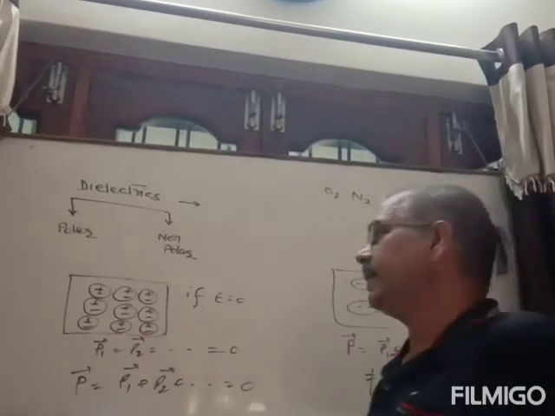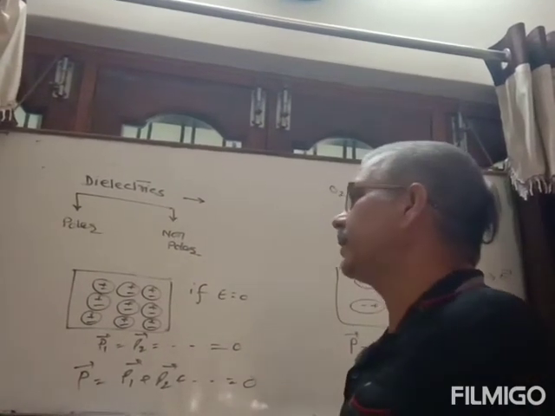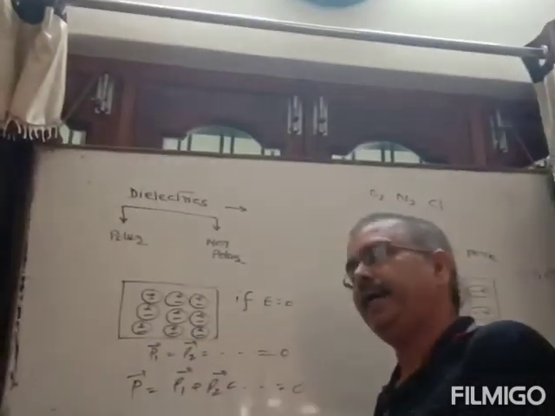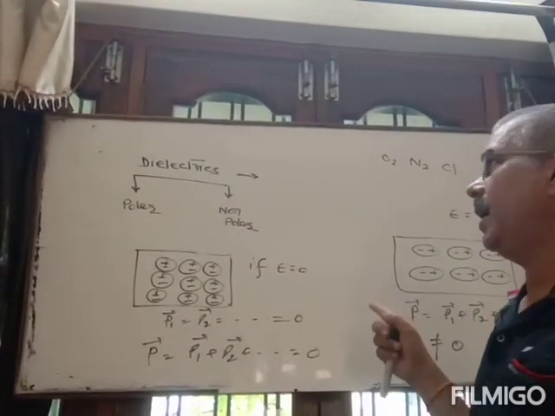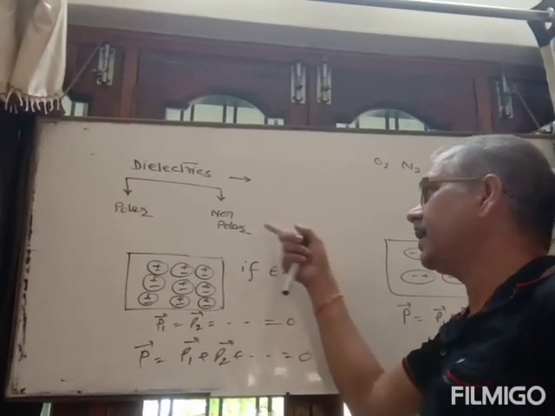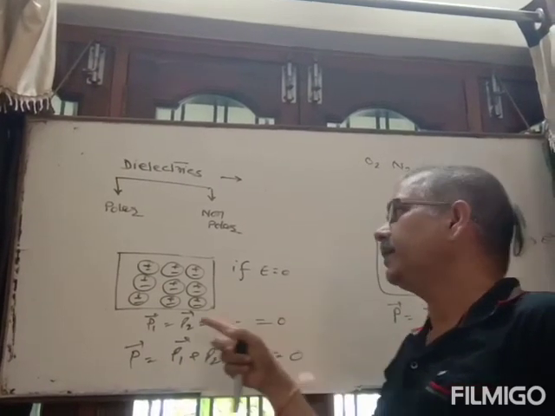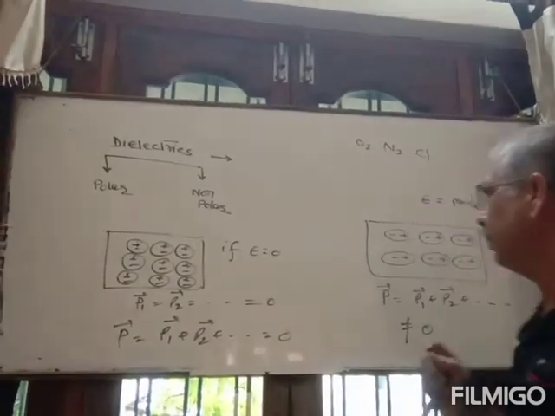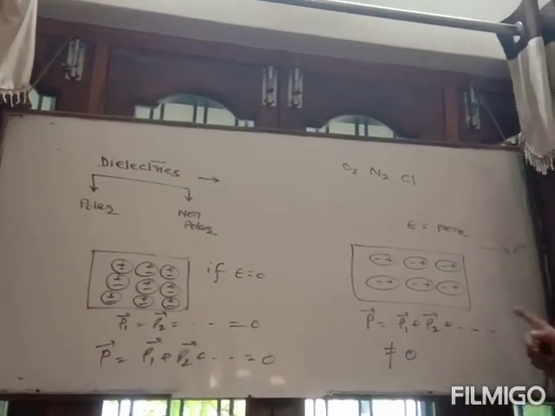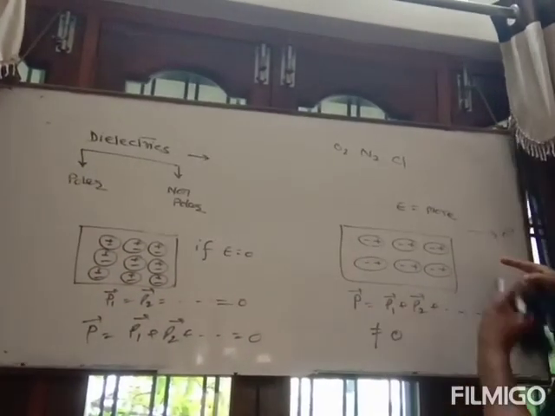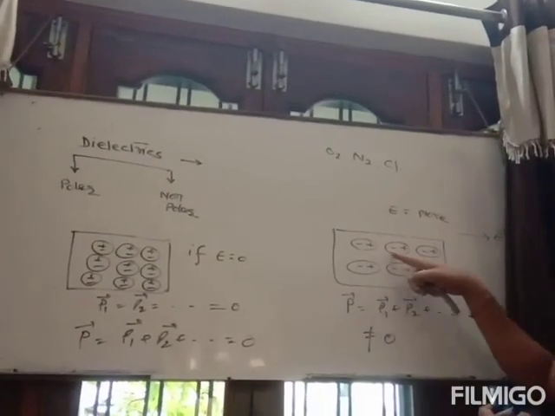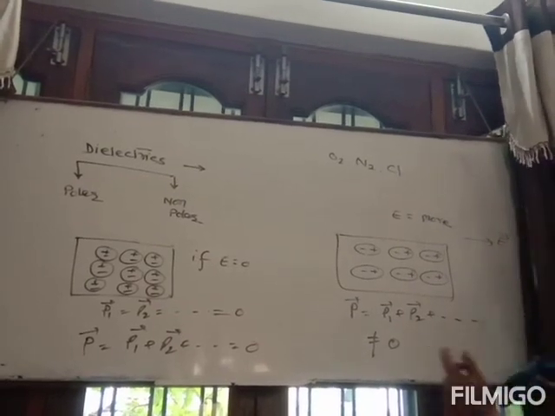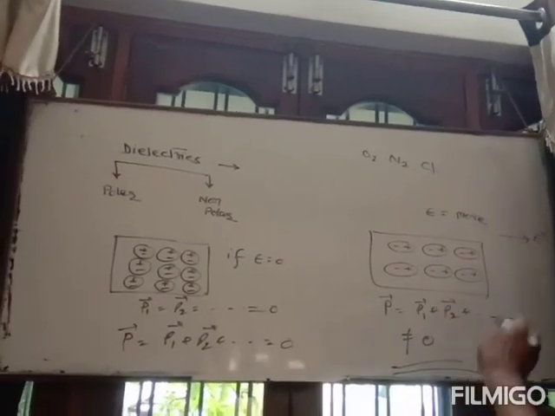So a non-polar dielectric means a dielectric in which the positive and negative charge centers coincide. In the absence of an electric field, their individual dipole moment as well as net dipole moment is zero. But in a strong electric field, they get aligned along the direction of the electric field. So their individual dipole moment as well as resultant dipole moment both are not zero. So these are polar and non-polar dielectrics.